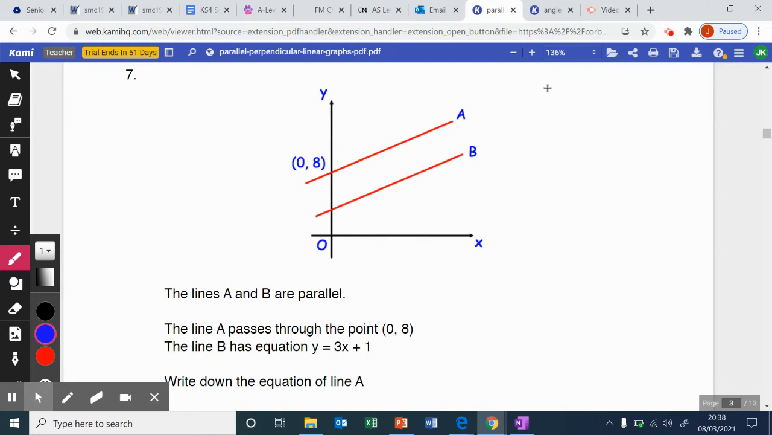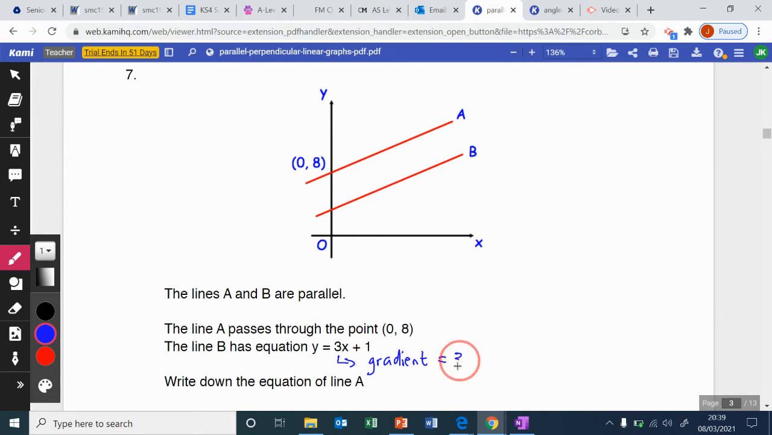Here we continue our series with equations of straight lines, and we're looking now at some miscellaneous problems. So, we have lines A and B which are parallel, and it says the line A passes through the point 0, 8. And we also know that the line B has equation y equals 3x plus 1. So what they've essentially told us here is, by telling us that the line B has equation y equals 3x plus 1, we gather that the gradient is equal to 3.